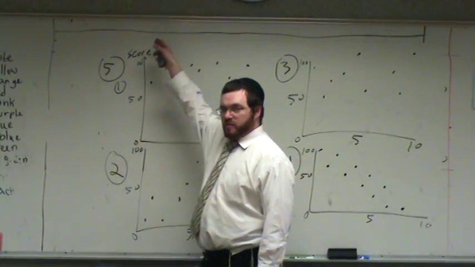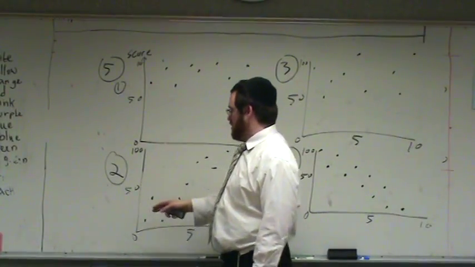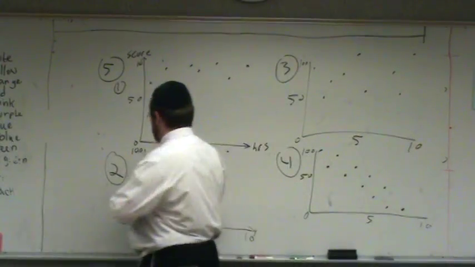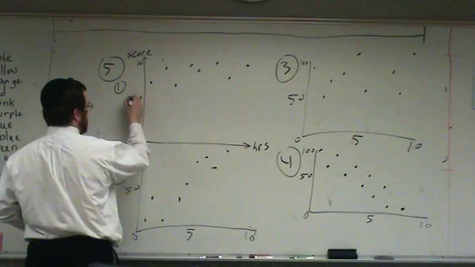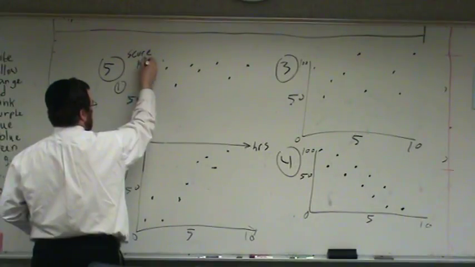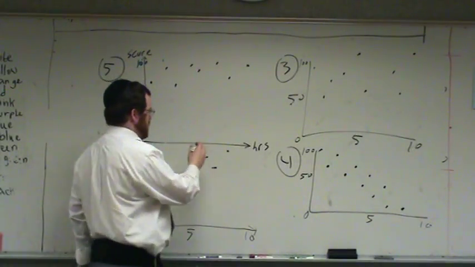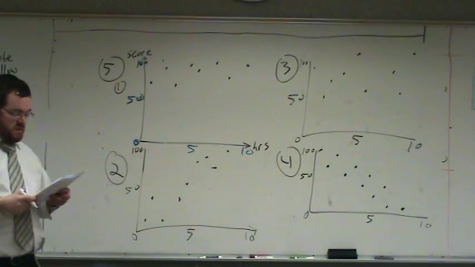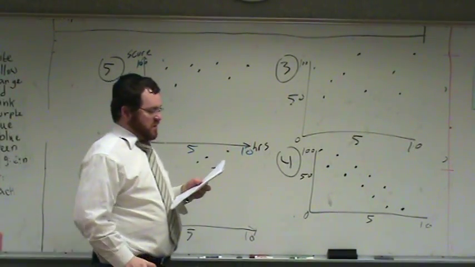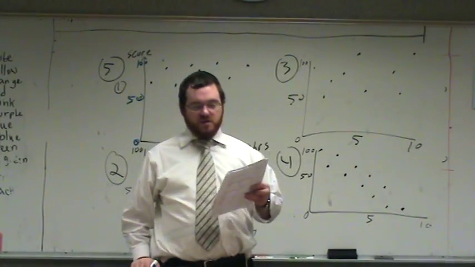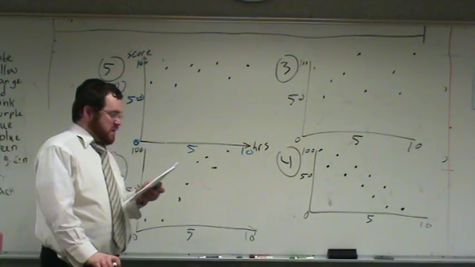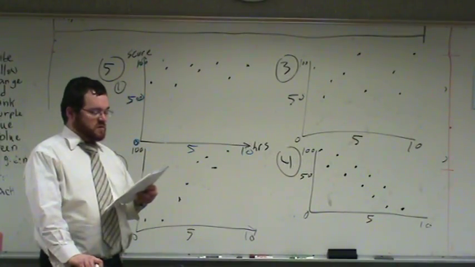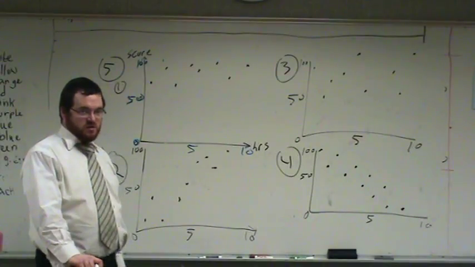Here's the test score, that's the arrow going up and down, and the test score starts at 0, goes up to 50, and the top is 100, and this is the hours he's watching TV, 5 to 10. So the question is, which scatter plot below displays this correlation with a negative correlation, negative connection between the number of hours the student watches television and his test score?